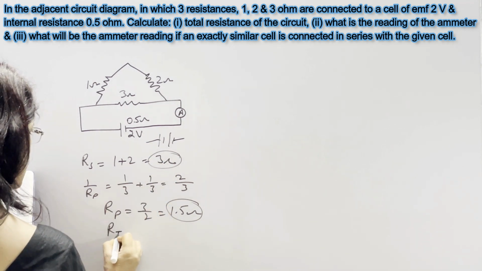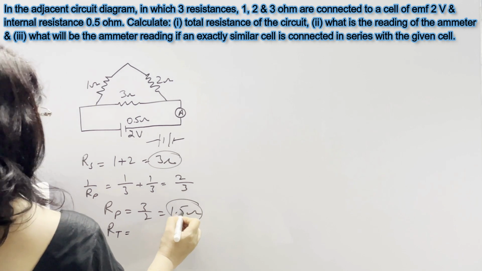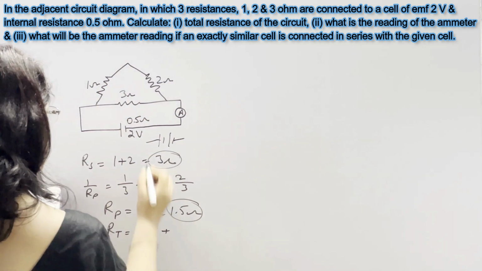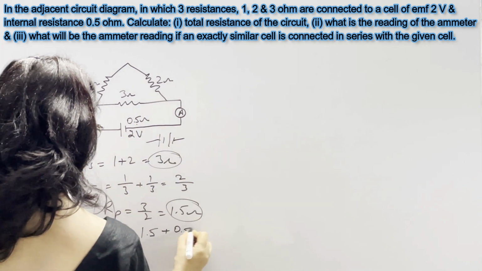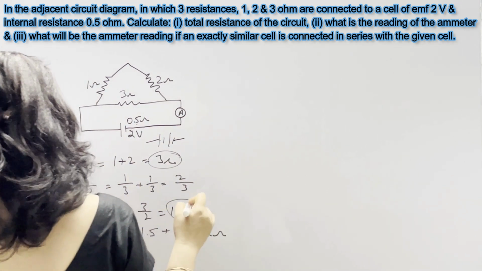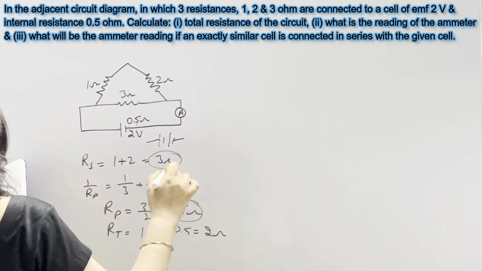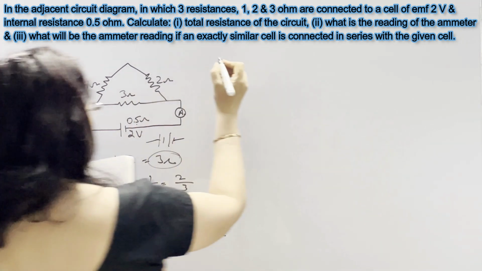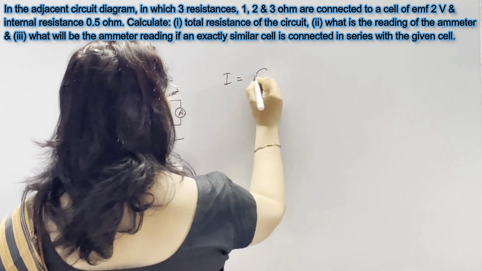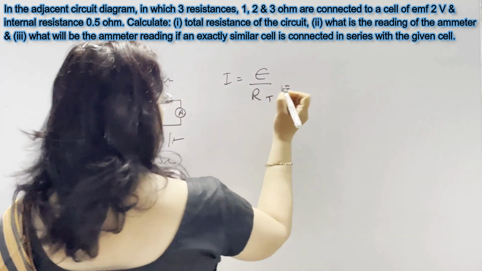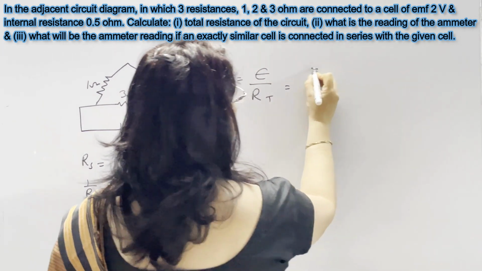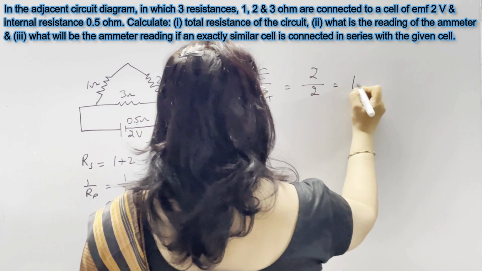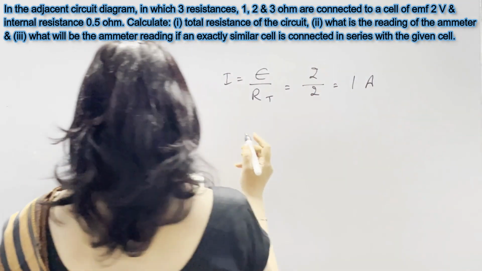Now the first part, calculate the total resistance of the circuit. The total resistance in the circuit is this parallel combination, 1.5, plus the internal resistance 0.5, which means 2 ohm is the total resistance in the circuit. For the second part, what is the reading of this ammeter, the current in the circuit? Current I is equal to EMF upon total resistance. Given EMF is 2 volt and total resistance is 2, so the current in the circuit is 1 ampere.